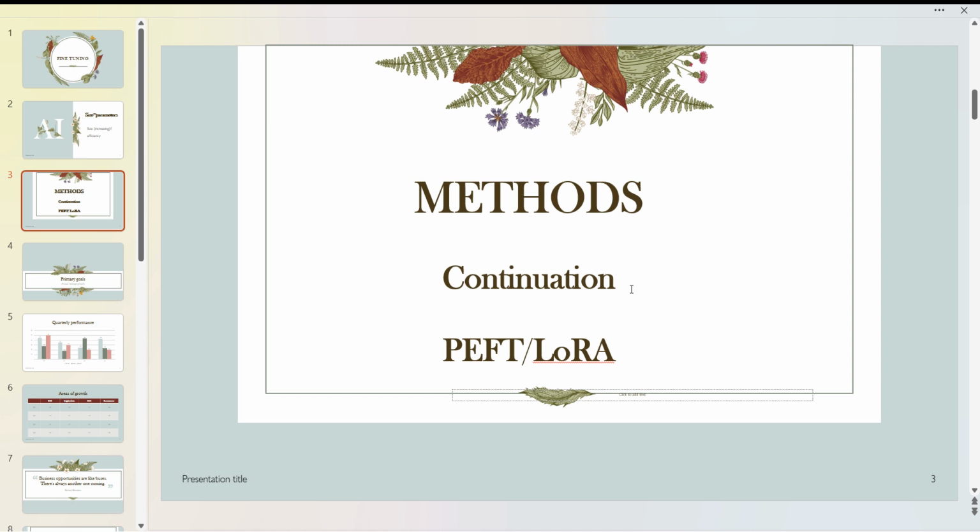Just to simplify it, for example, if we ask ChatGPT questions related to Hugging Face, it will not be able to analyze those questions or the data related to Hugging Face, because Hugging Face was not launched at the time when ChatGPT was trained. So in that case, we need fine tuning so that we can ensure the model works according to our goals and our priorities. There are two methods of fine tuning. One is continuation and the other is PEFT or LoRA.